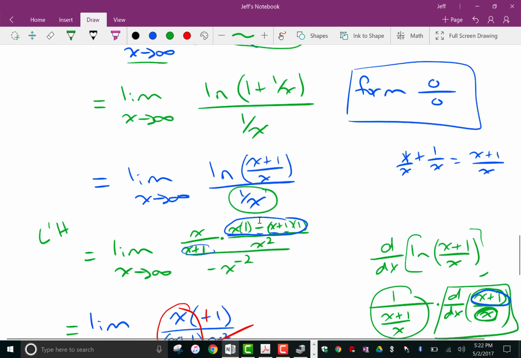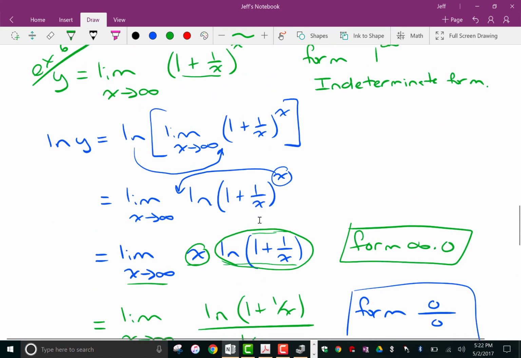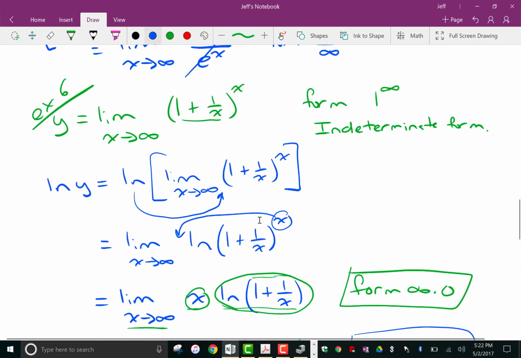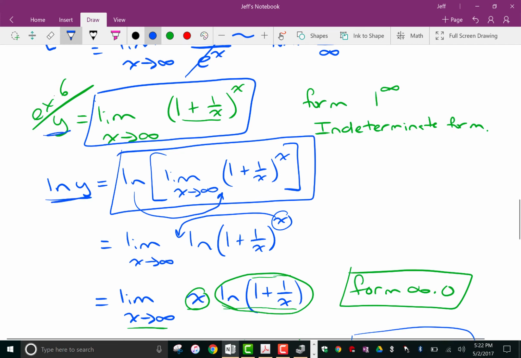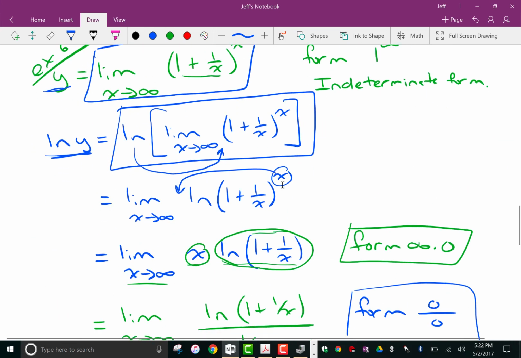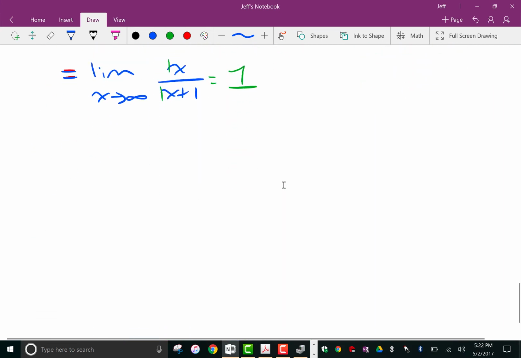If we scroll all the way back up, remember that we were trying to evaluate this limit, but what we actually evaluated was this limit. So we're trying to find y, and what I just found was the natural log of y. So if I scroll all the way back down, we just found that the natural log of y was equal to 1, which of course implies that y is equal to e to the first power.